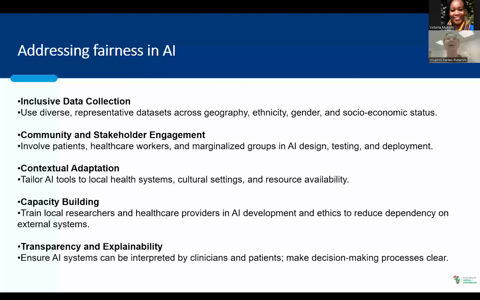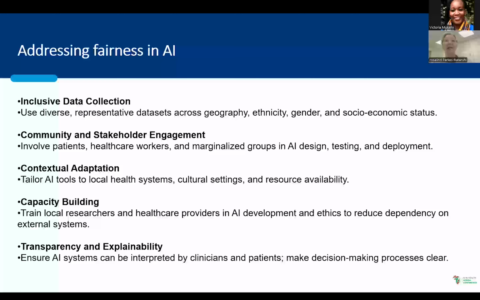looking at this. So inclusive data collection, diverse data collection, representative data sets. You guys talked about this. Community and stakeholder engagement, involving patients, healthcare workers, marginalized groups in all parts of the cycle. So design, testing, and deployment. Contextual adaptation, so we talked about this, tailoring the tools to local health systems, cultural settings, and resource availability. That talks about the government resources. What are the resources available? Can we afford to do this? How can we do this cheaply?